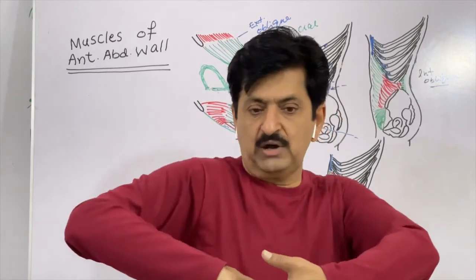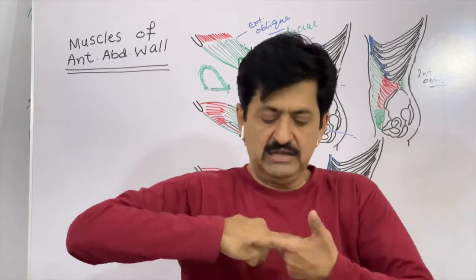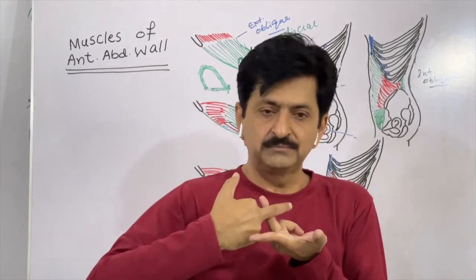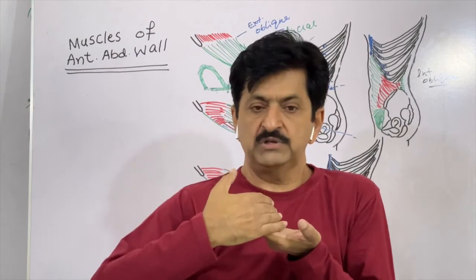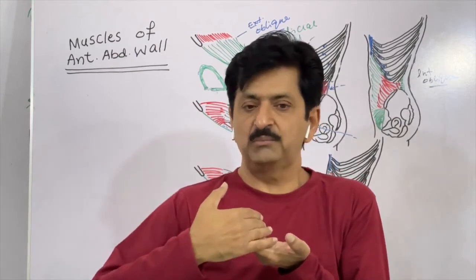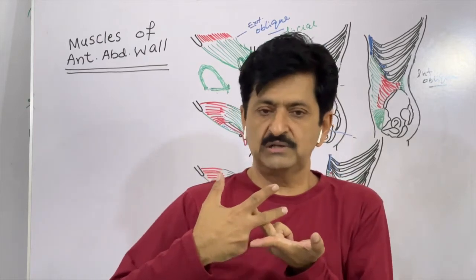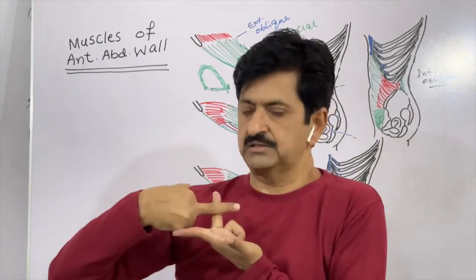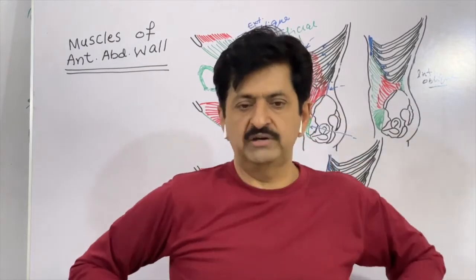So if, for example, you are comparing 2 fibers, one fiber of the external oblique and one fiber of the internal oblique, they are crossing with each other at a 90-degree angle. So it is like this. If you keep one fiber of internal oblique and one fiber of external oblique, you see the fibers are oriented in such a way that they are crossing at 90 degrees. To make them stronger, they give more strength to your anterior abdominal wall.